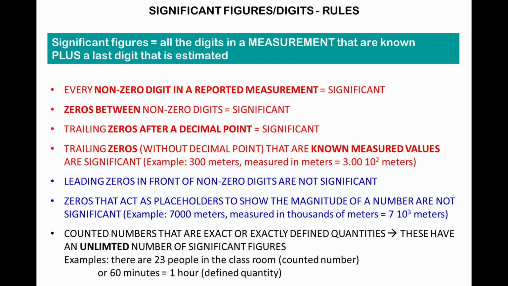Example: 7,000 meters, measured in thousands of meters, has only one significant figure. Counted numbers that are exact are exactly defined quantities. These have an unlimited number of significant figures. Examples: there are 23 people in the classroom. This is a counted number. Or 60 minutes is equal to 1 hour. This is a defined quantity.